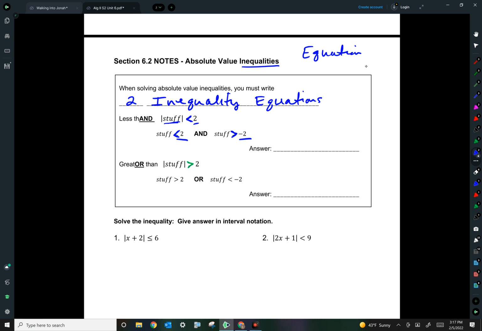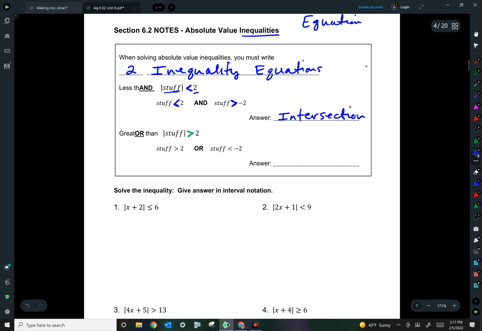And then because you're going to have two solutions, you want to combine those inequalities to get one solution. Because you have these two solutions, your answer is going to be the intersection of those two solutions. Intersection, meaning where do they overlap? Okay, so let me do an example.